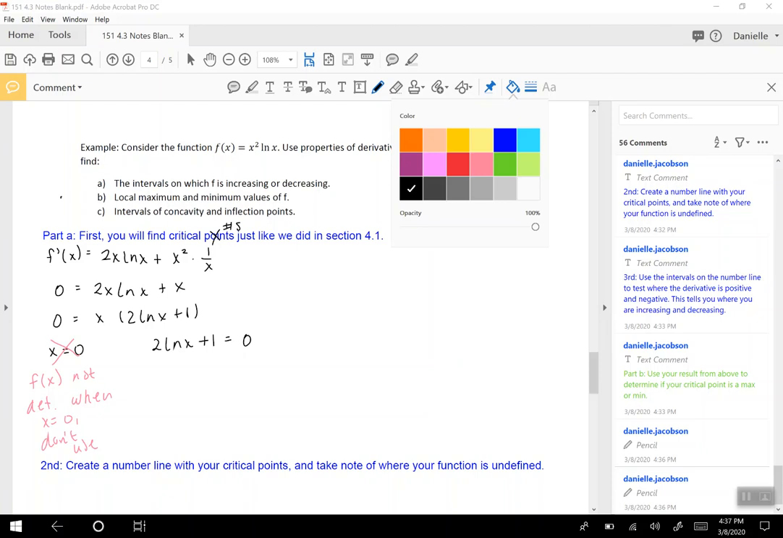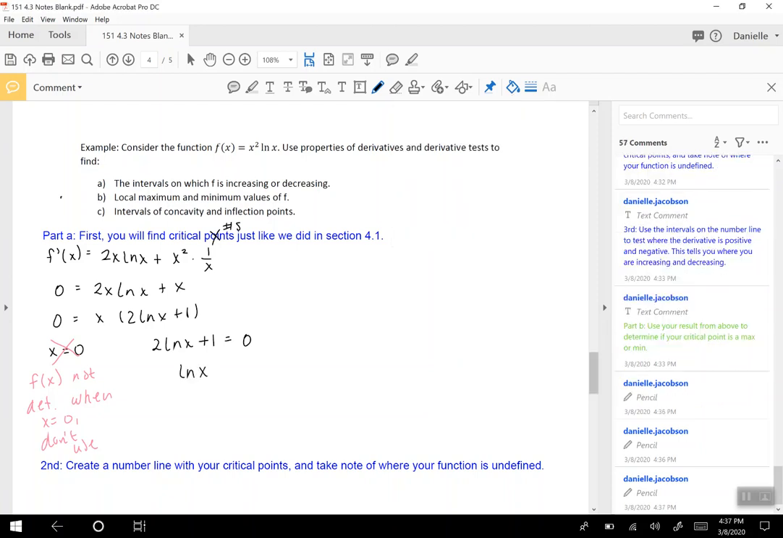Coming over to where this 2 ln x plus 1 is, if we solve this equation, we'd subtract the 1 and divide by 2 to get ln x is equal to negative 1/2. To isolate x, what we have to do is exponentiate each side by e. So if we do that on the left-hand side, the e will undo the natural log, leaving us with x. And if we do it on the right, we'd have e to the negative 1/2. So if you pop that in your calculator, you should get approximately 0.61, which will be useful for our next step. All right, so that part is exactly what we did in section 4.1.